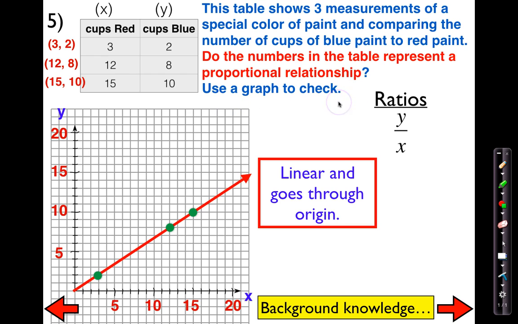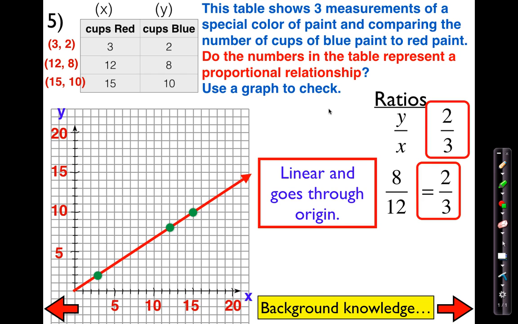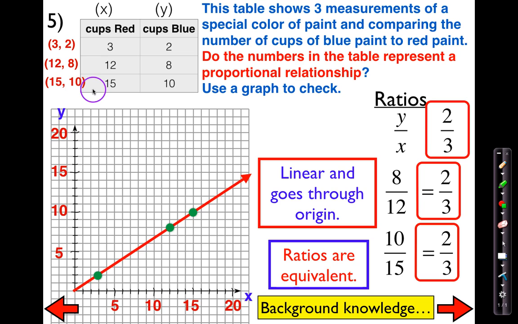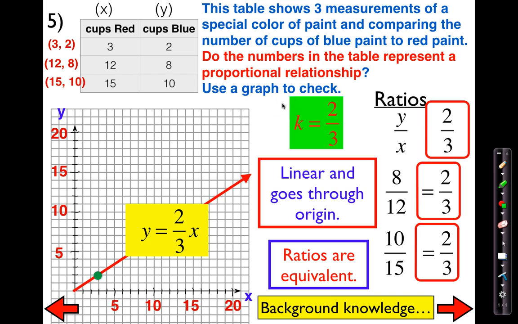I'm going to set them up as y over x, so it's going to be 2 over 3. Here 8 over 12 reduces to 2 over 3 as well. And then 10 over 15 also reduces to 2/3. So since the ratios are equivalent, I'm going to say my constant of proportionality is 2/3. Therefore, I can plug it into my equation of y equals kx and say that the equation is y equals 2/3 x.